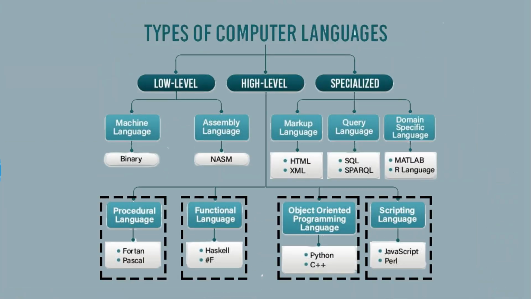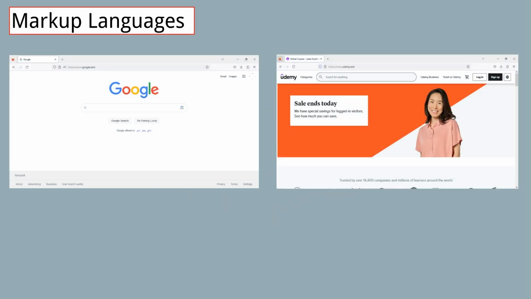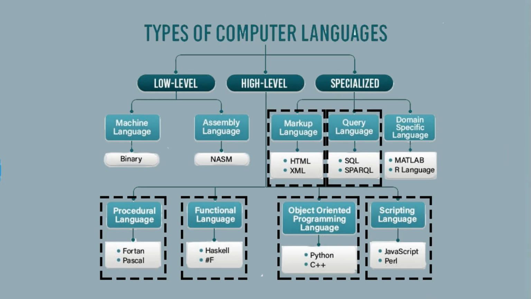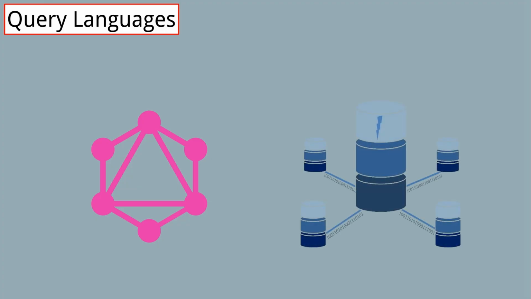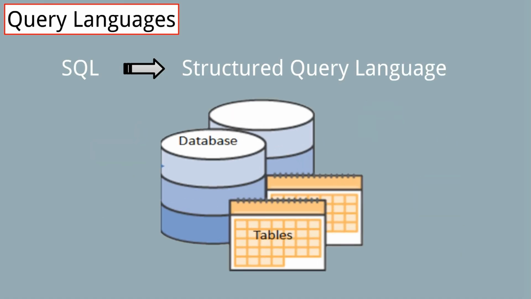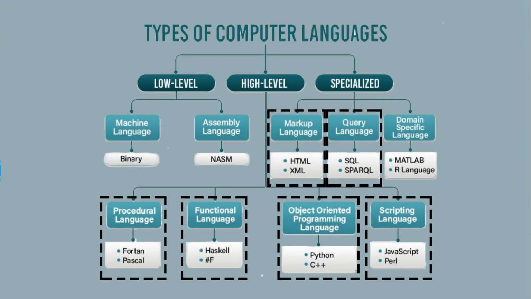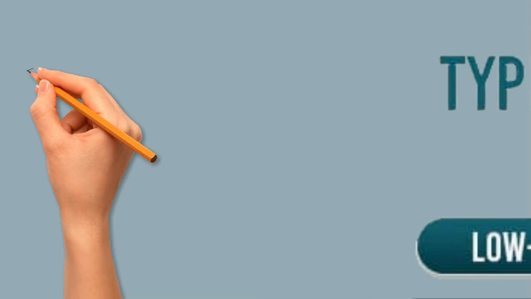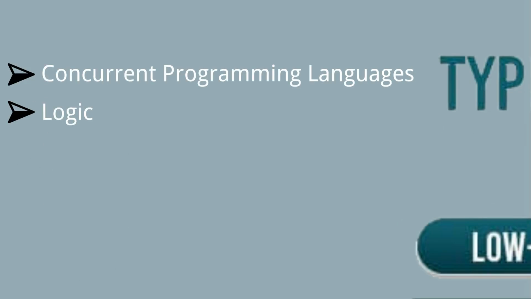Then going to the next one, which is the markup language. These languages are used to define the structure, presentation, and behavior of documents. They are not traditional programming languages, but are essential for web development. Examples of markup languages include HTML, XML, and CSS. Then we have query language. These languages are designed specifically for querying and manipulating databases. SQL, which stands for Structured Query Language, is the most well-known example of such a language. And there are some other ones, for example, domain-specific language, concurrent programming language, and logic programming languages.